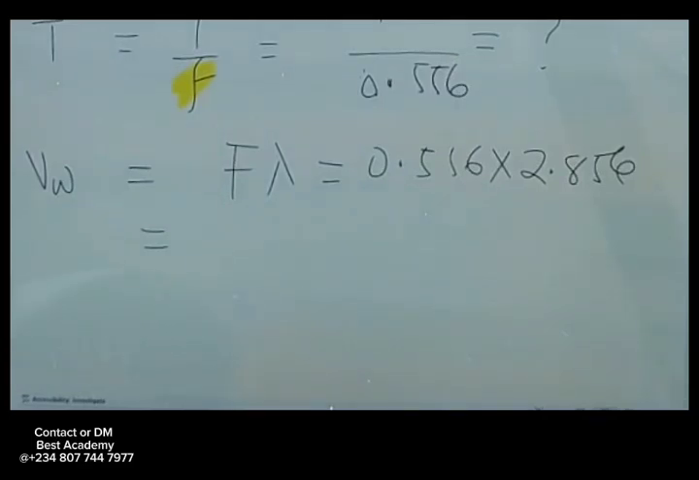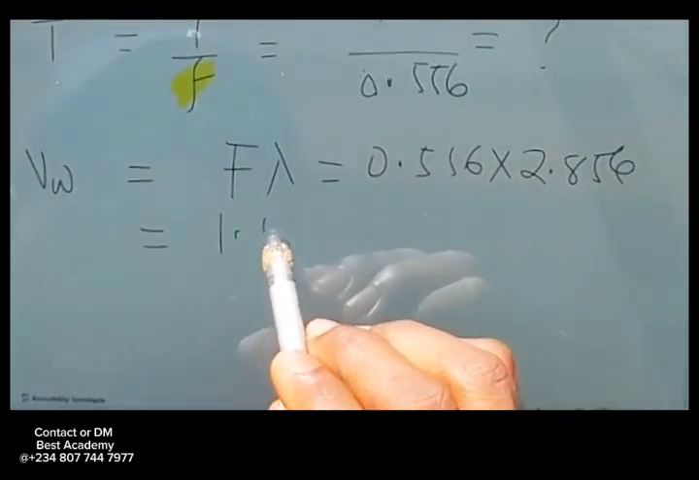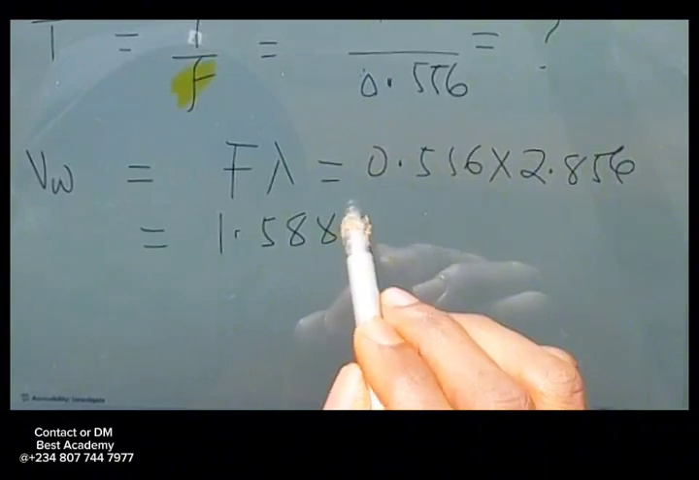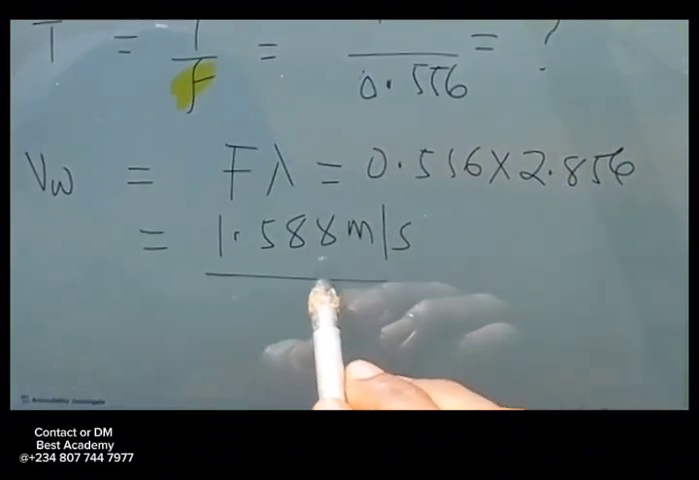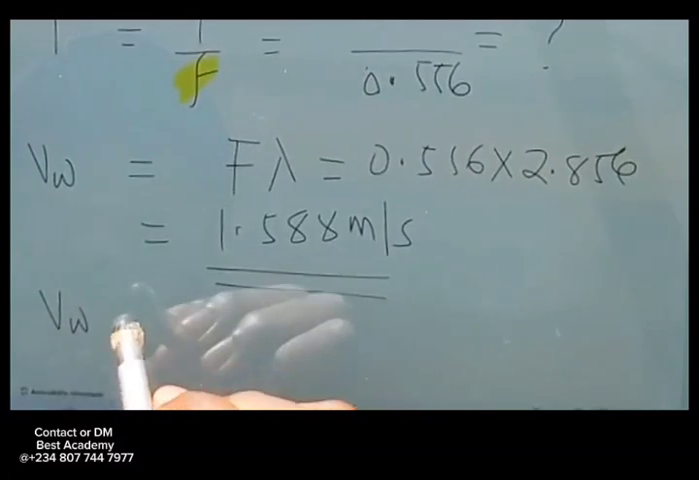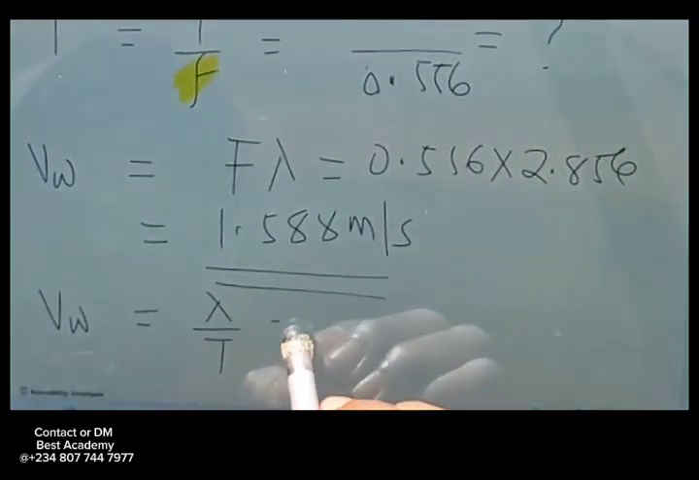2.856 times 0.556. We have this to be 1.588 meters per second. So this is the velocity here. Okay, you can also use the formula lambda over T to get the same thing.